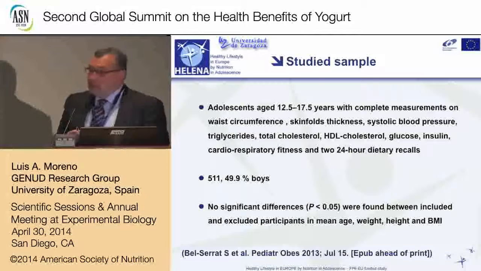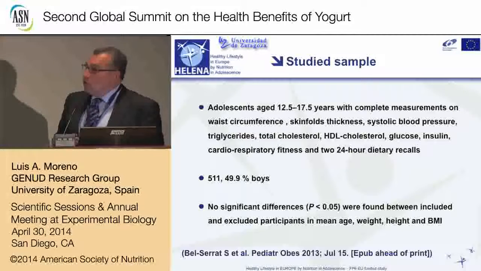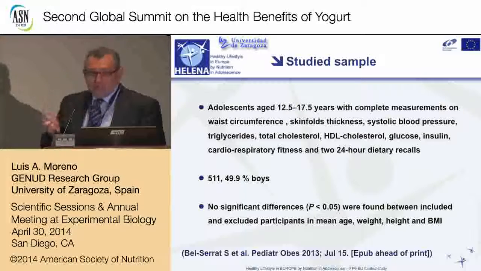So at the end, because we needed to have adolescents with complete measurements of all these variables, we were able to analyze 511 subjects, 49.9% boys, and we compared this specific sample with the complete sample in which we obtained blood, and we didn't observe significant differences, for example, in age, weight, height, and body mass index.